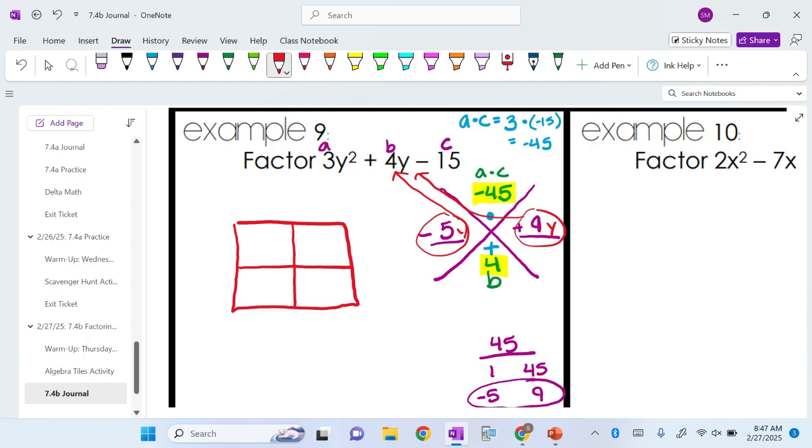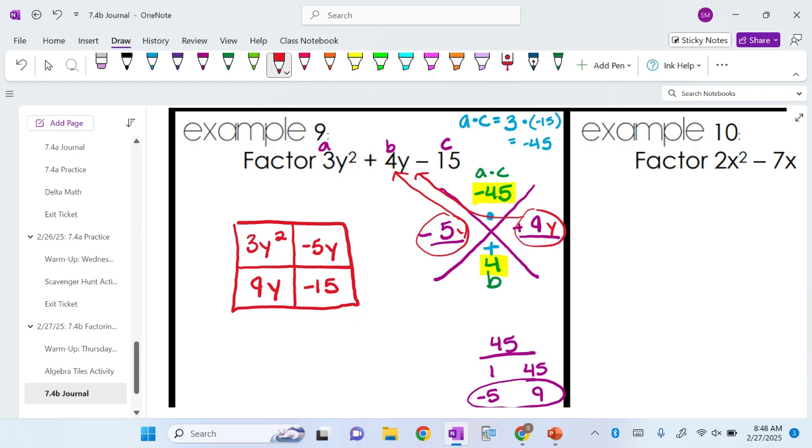How I'm going to draw my box is, remember, your a value always goes in the top left corner. So 3y squared. Your constant goes in the bottom right, so negative 15. And then you can put these two terms in either of the available spots. So negative 5y I'm going to put here, and 9y I'm going to put here. And again, it doesn't matter where you put those two, as long as they're within that diagonal.